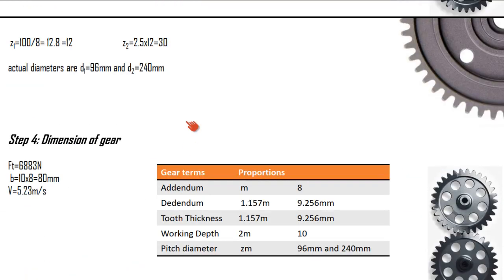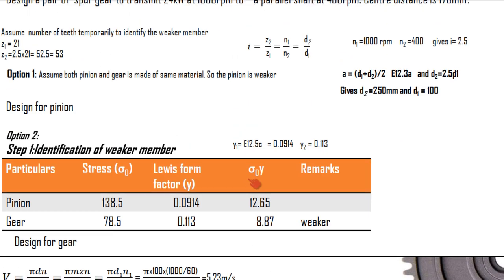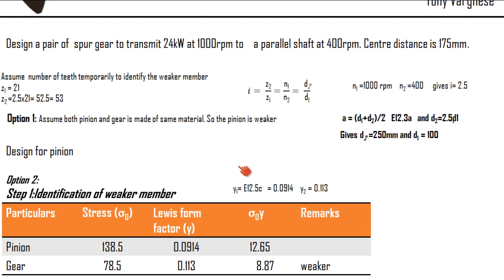Usually the only change or the alternative methods that we have to select is in the initial steps. So here there are many possibilities. Sometimes they can give you the gear material, but they will not give you the number of teeth. If so, you are supposed to assume the number of teeth temporarily and solve using this column. If they have not specified the number of teeth or the material, then it's our choice to select both materials as same and we can go ahead with the pinion as the weaker member.